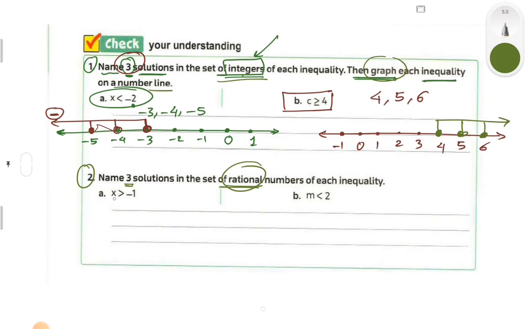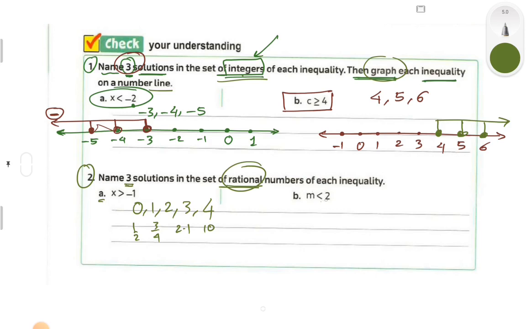Now I have the first inequality, x greater than -1, go to the right. Greater than -1, maybe 0, 1, 2, 3, 4, but as a rational number, it's maybe a half or 3/4, maybe 2.1, maybe 10, and so on. All these are solutions for this inequality.